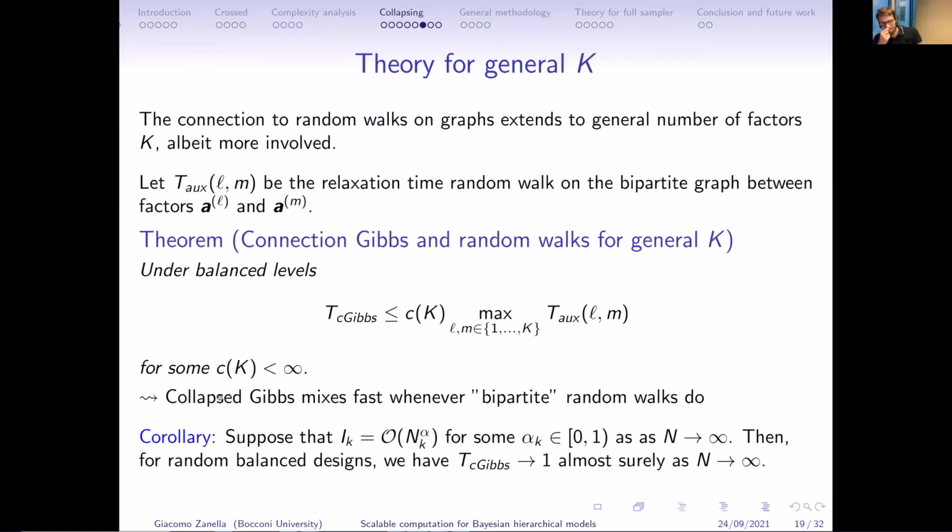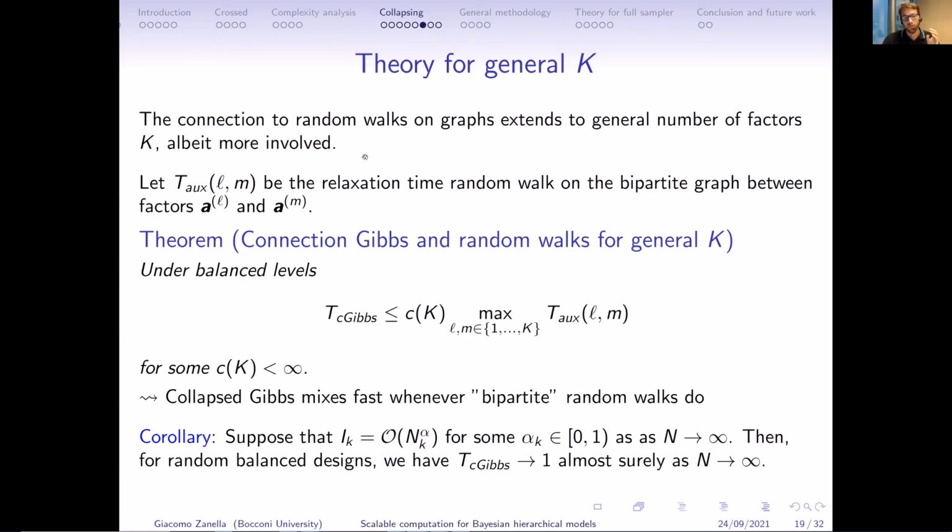So one extension, which maybe some of you have seen in the first paper of this work, and which was not present in the first paper, is a theory for general K, which is something that we're working on at the moment. The theory I discussed before and the connection to random walks is specific to K equal to 2 factors. When you have more factors, it's more complex to analyze the spectrum of these high-dimensional matrices, but what we can show is the following bound.